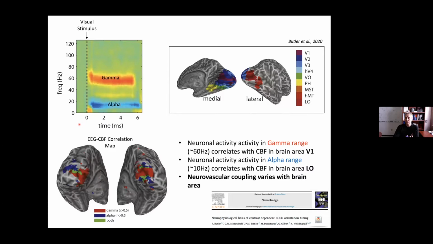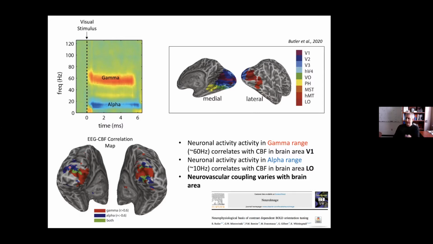Normally, when you present humans with visual stimulation, you'll see an increase in high frequency activity or the gamma band in the few hundred milliseconds following stimulus onset, and a decrease in the low frequency rhythms or the alpha band. So we simply took these rhythms and then correlated them to the BOLD signal that was recorded simultaneously. And what we found is that for the gamma band, the high frequency signals, that correlated really well with CBF in the primary visual cortex, so the early part of the visual hierarchy. But the alpha signals, they correlated best with CBF signals in the extrastriate areas, in the later visual areas.